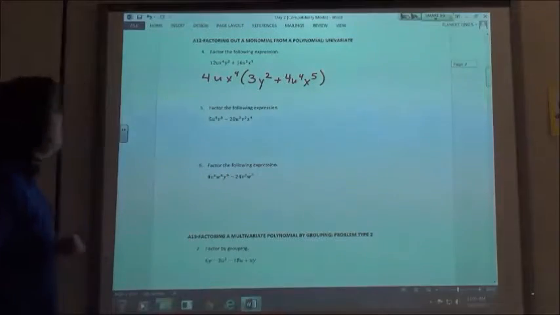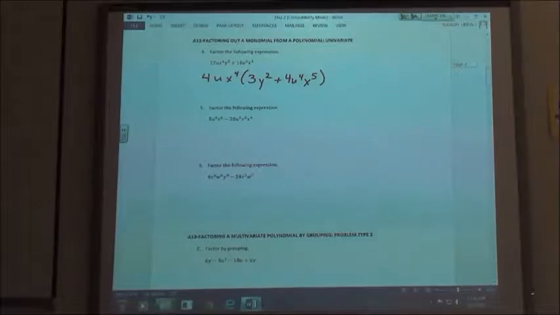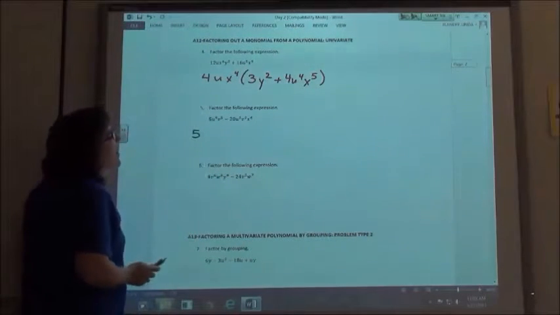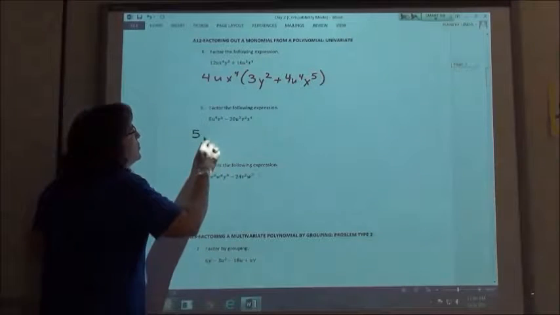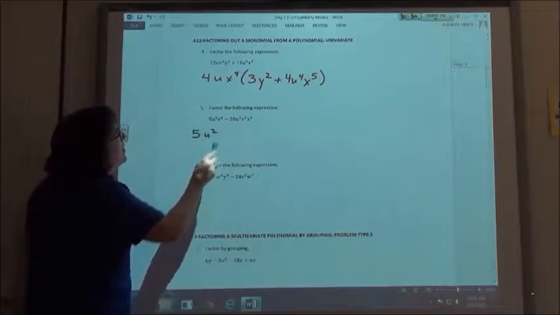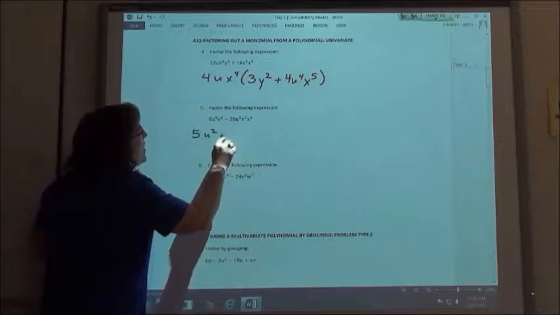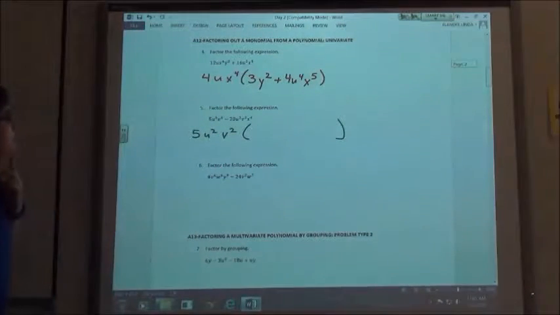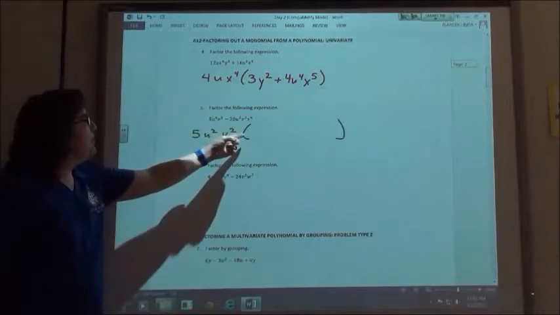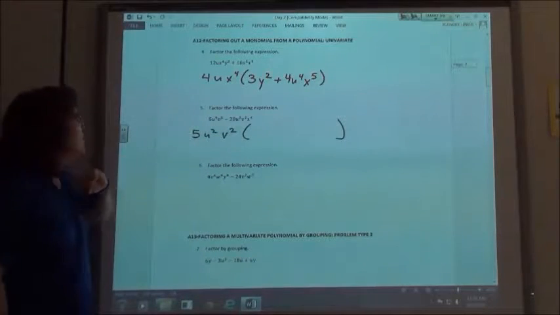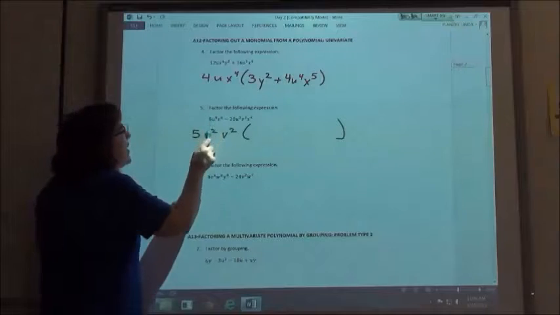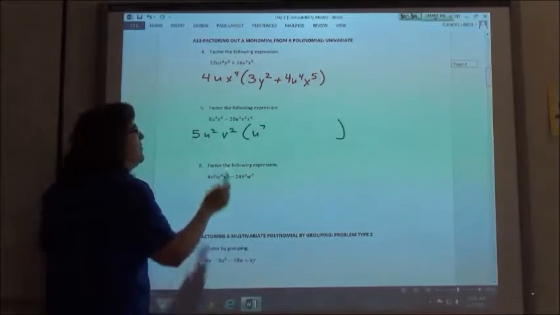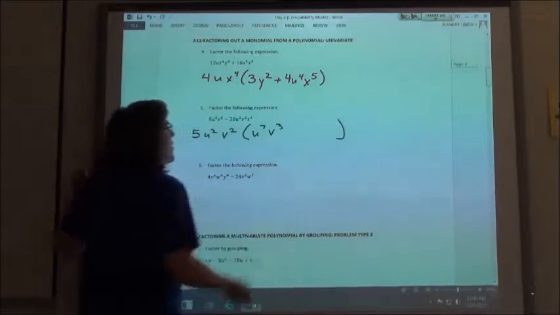The next one then, if I'm going to factor that one, I'm looking for my greatest common factor. I have 5 and 20, so I can divide those both by 5. U to the 9th and u squared, I can take out u squared. V to the 5th and v squared, I can take out v squared. So if I divide those out of both my terms, 5 divided by 5 is 1. I don't really need to write the 1 unless there's nothing else left. U to the 9th, if I take out u squared, I have u to the 7th. V to the 5th divided by v squared, I have v to the 3rd.